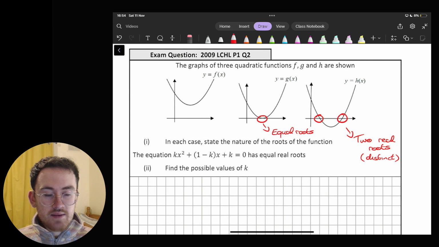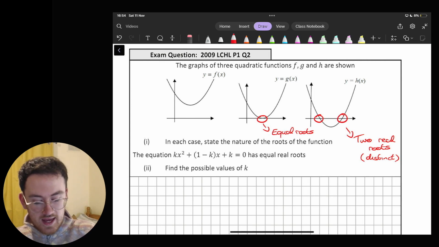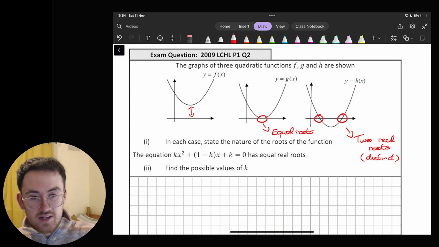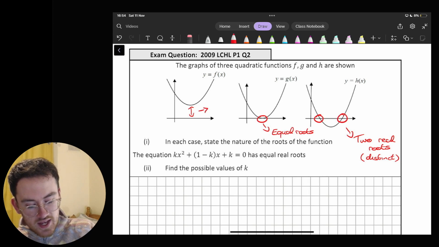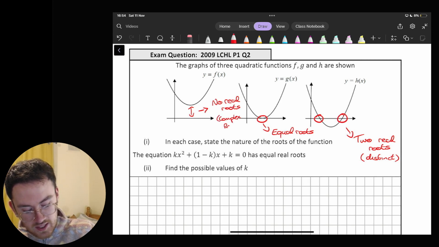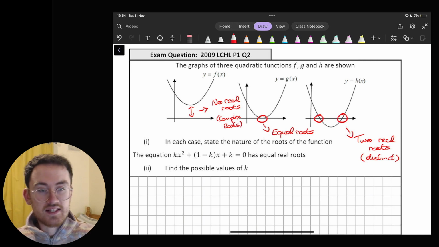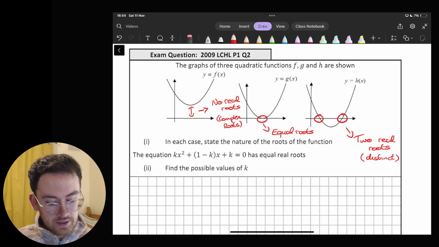The first example here doesn't actually touch the x-axis at all. We can see there's a bit of a gap between there. And what that actually means is it has no real roots. It doesn't cross the x-axis at any point. And we can consider that as being the same as complex roots. So no real roots means that it has complex roots.